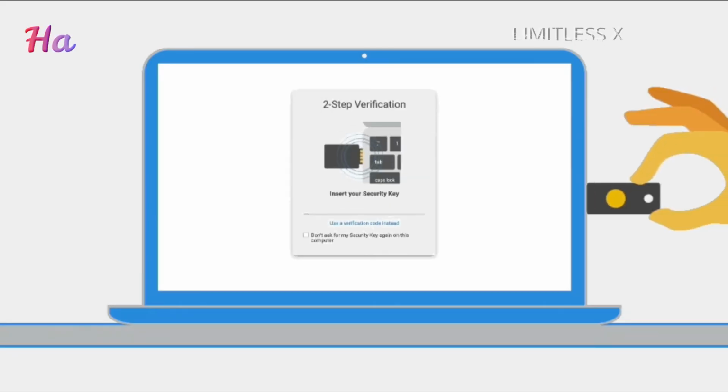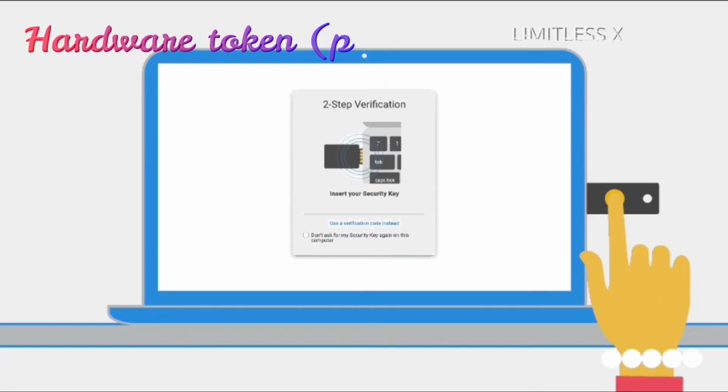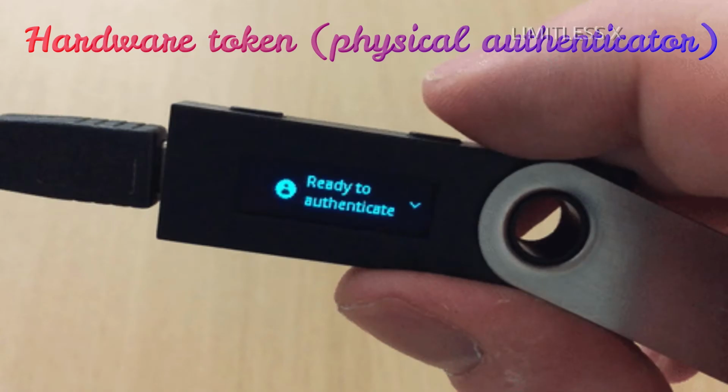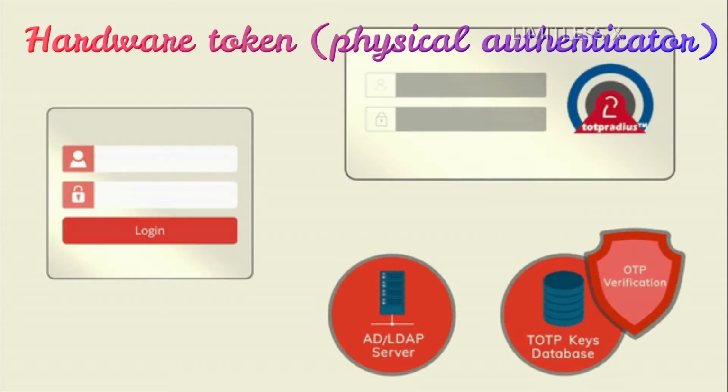Hardware token, physical authenticator. A hardware token is a physical object supplied by a service provider, whose services you would need to access. It is a physical entity, that is, dedicated hardware. Hardware tokens can come in two types: connected token and disconnected token.